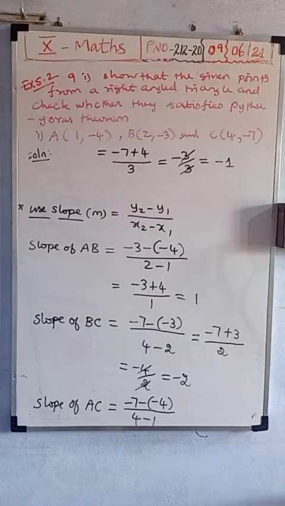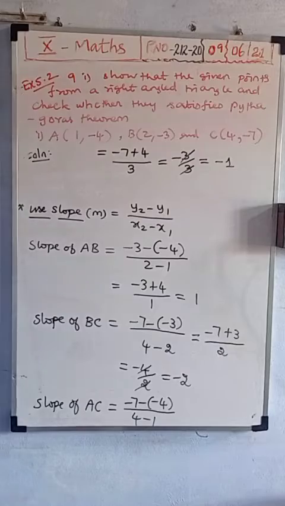Okay, now check all three slopes: slope of AB, slope of BC and slope of CA or AC. In these three line slopes, if you multiply any two lines and the answer is minus 1, it means those two lines are perpendicular. We know that if the product of slopes comes to minus 1, the lines are perpendicular. Perpendicular lines mean any one of the angles is 90 degrees, and a triangle with one angle of 90 degrees is called a right angle triangle.